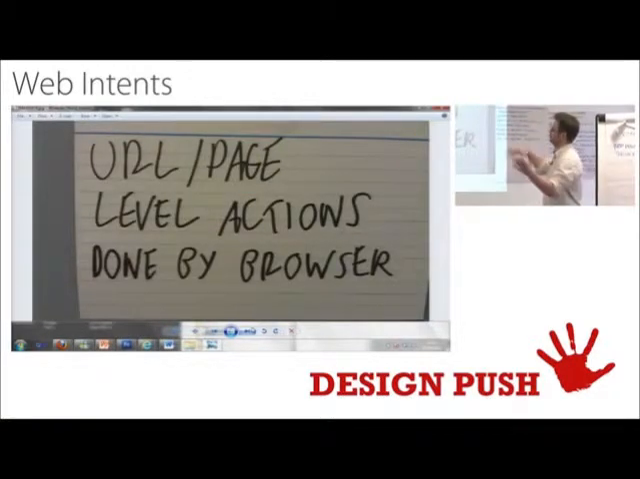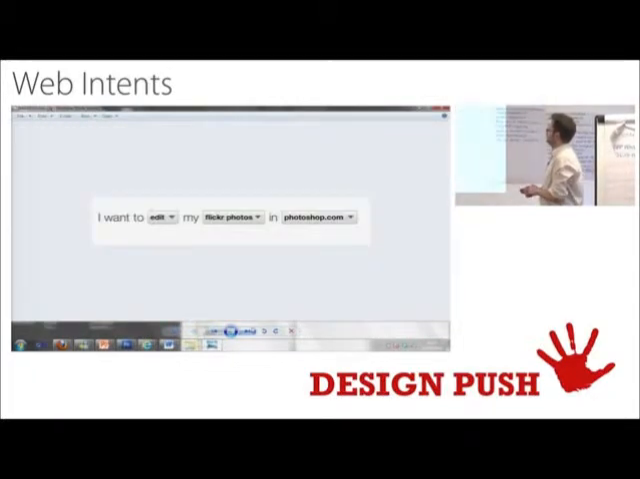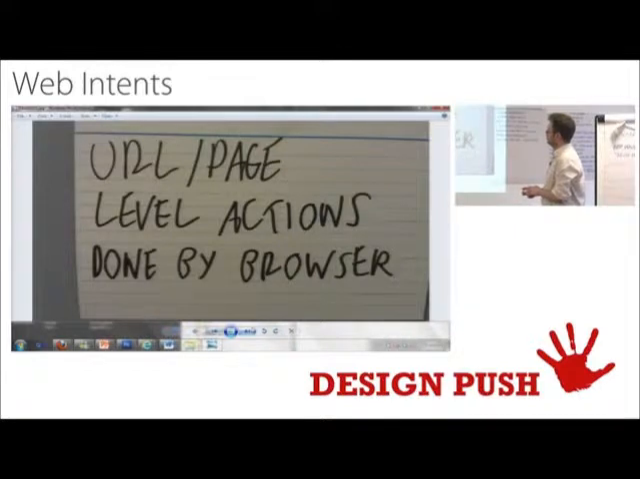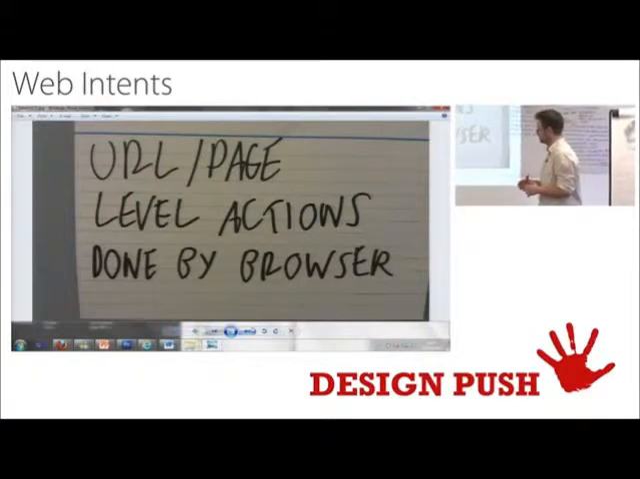So I've talked about it already: URL page level actions done by the browser. It could be a strategy to resolve the question of whether this is a browser thing or a content publisher thing. So that's kind of the principles that summarize the things we were thinking about, and then we've got a whole bunch of sketches, or somebody else does.